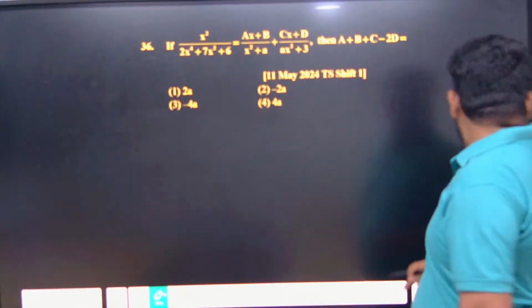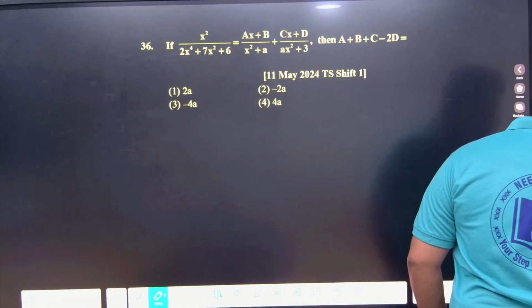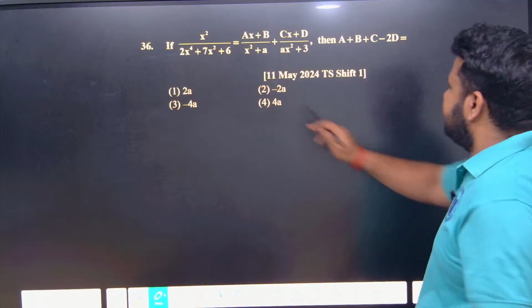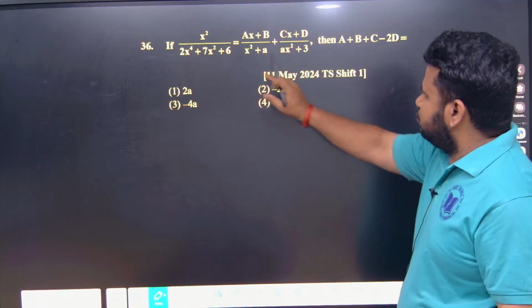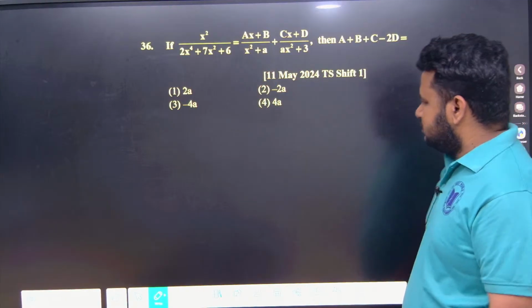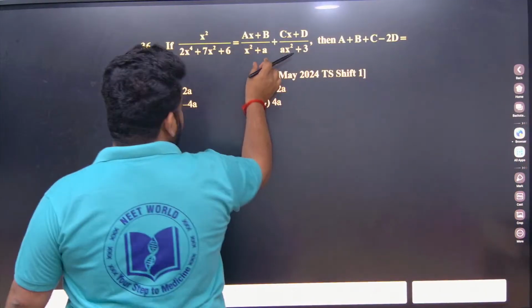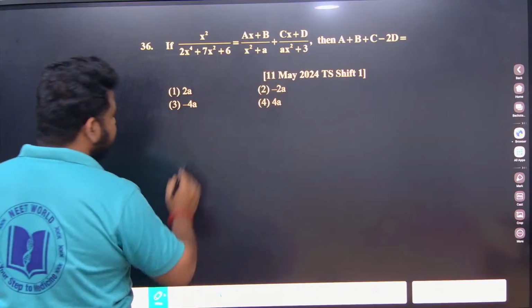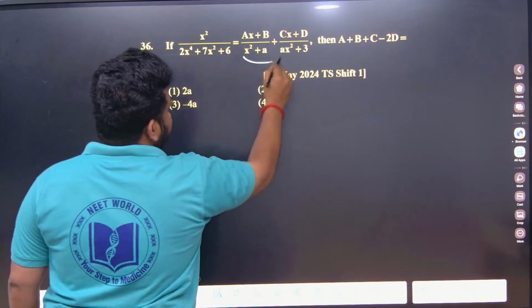So this is a question from 2024 TS. They have given this question. There is some partial fraction given, then they are asking a plus b plus c minus 2d. So how to solve this? First of all, you have to find the value of small a. So how to find it? For that, we will multiply this.